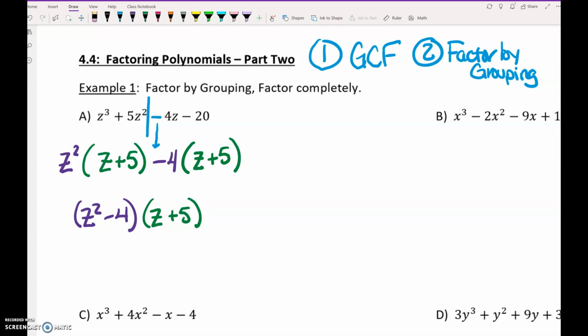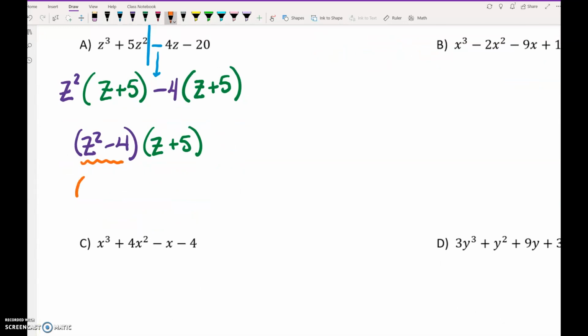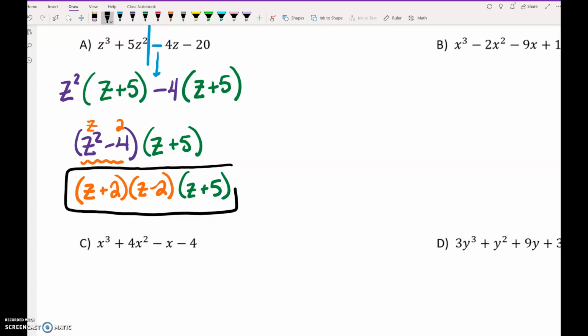Okay, is this answer done? No. Z squared minus 4 is a difference of 2 squares. It factors further into z plus 2, z minus 2. Remember, the difference of 2 squares, you take the square root. So the square root of z squared is z, the square root of 4 is 2, and then you do plus and minus with those. And we have the z plus 5 at the end. That is the fully factored form.